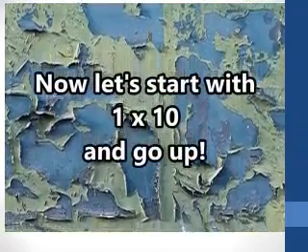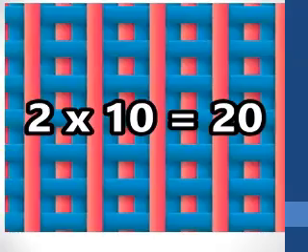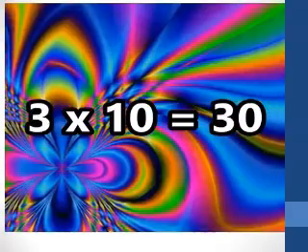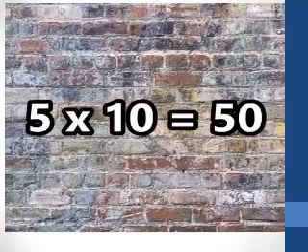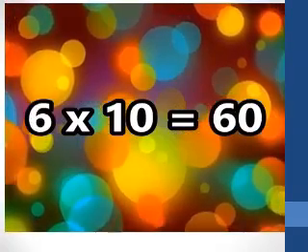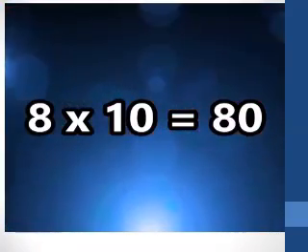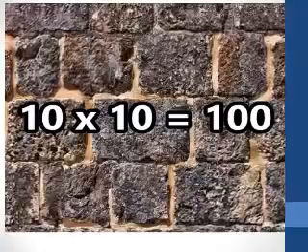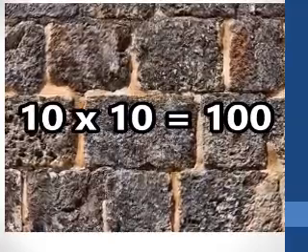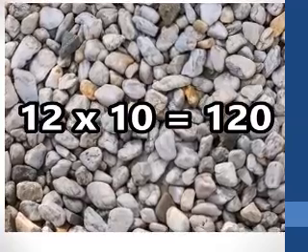Now let's start with 1 times 10 and go up. 1 times 10 is 10. 2 times 10 is 20. 3 times 10 is 30. 4 times 10 is 40. 5 times 10 is 50. 6 times 10 is 60. 7 times 10 is 70. 8 times 10 is 80. 9 times 10 is 90. 10 times 10 is 100. 11 times 10 is 110. 12 times 10 is 120.